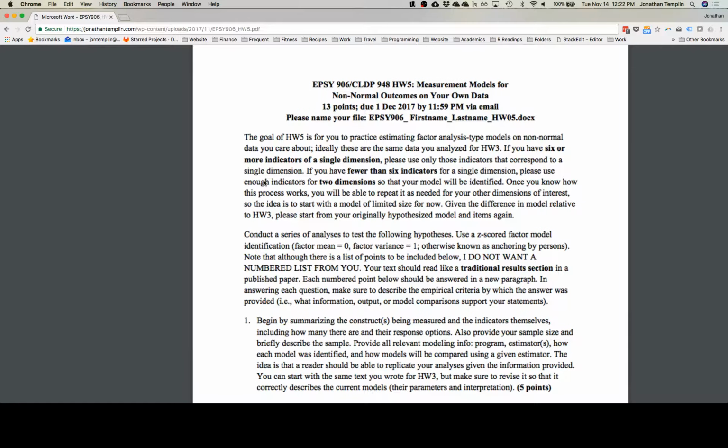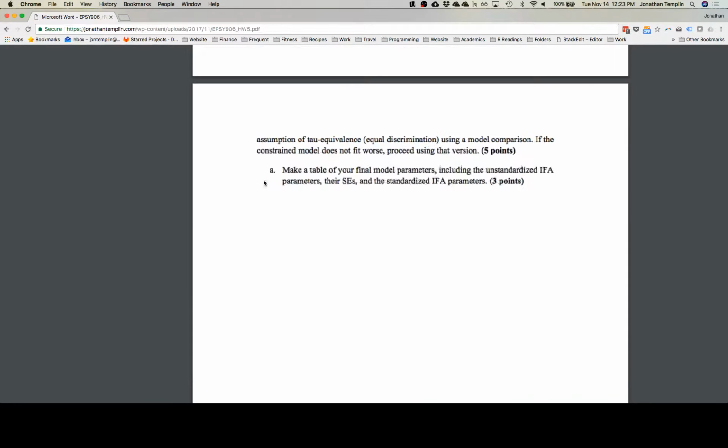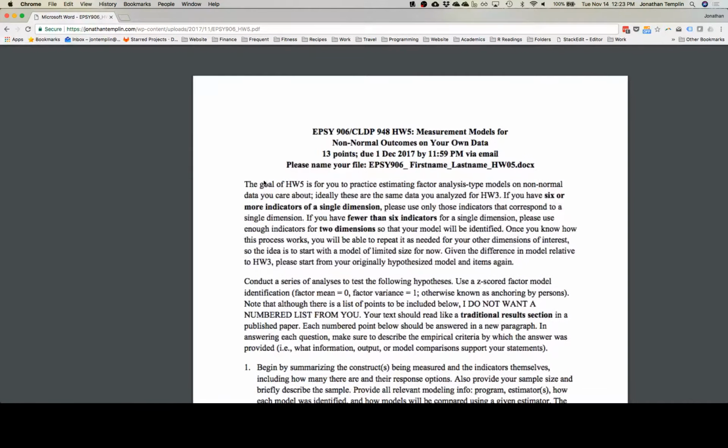It's like what homework 2 was, homework 3 was. Remember how homework 3 you had to take your data and do CFA on it? This is take your data and do CFA, but with categorical data, ordered categories. Now, if you don't have that type of data for this, I know some of you had continuous data. Talk to me, we'll find some way to make this work.